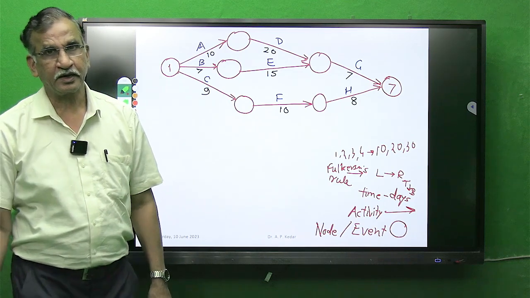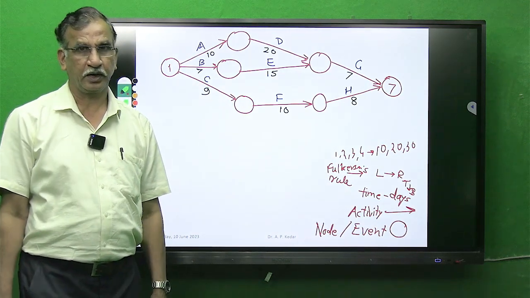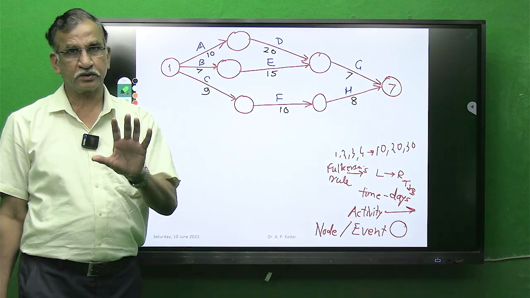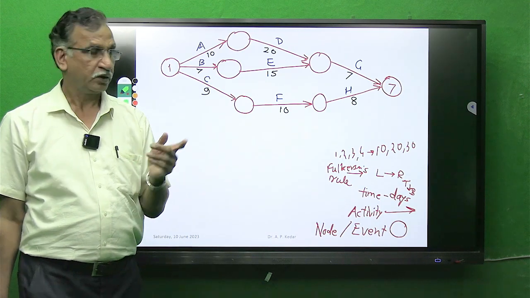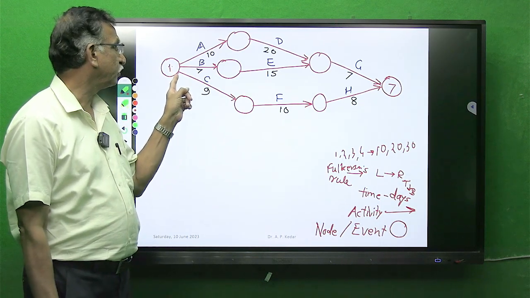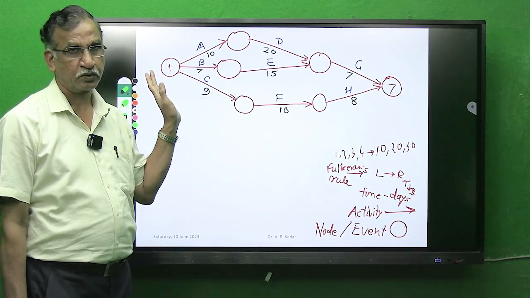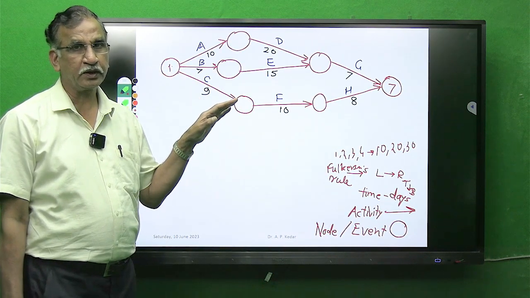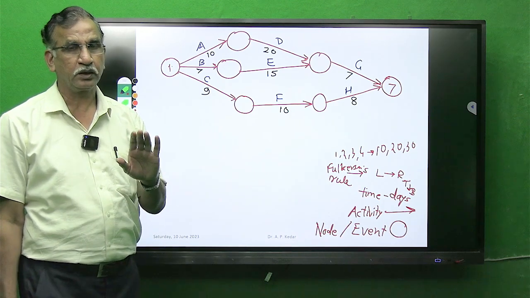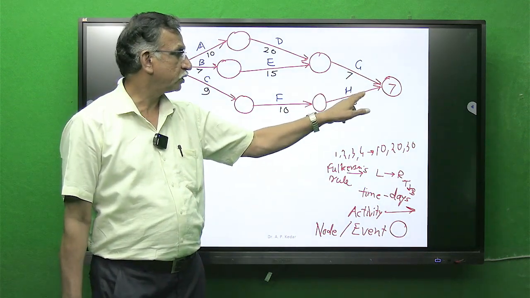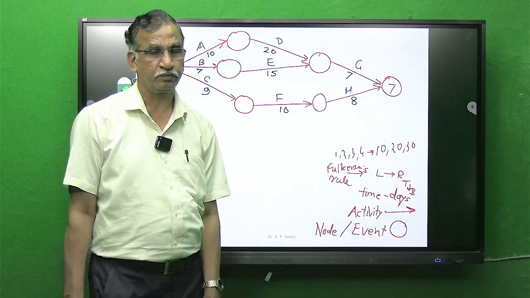Initial event is that event, yesterday I have explained, initial event is that event which is having only outgoing arrow. So this is having only outgoing arrow. Terminating event or last event is that event which is having only incoming arrow. This event has only incoming arrow.